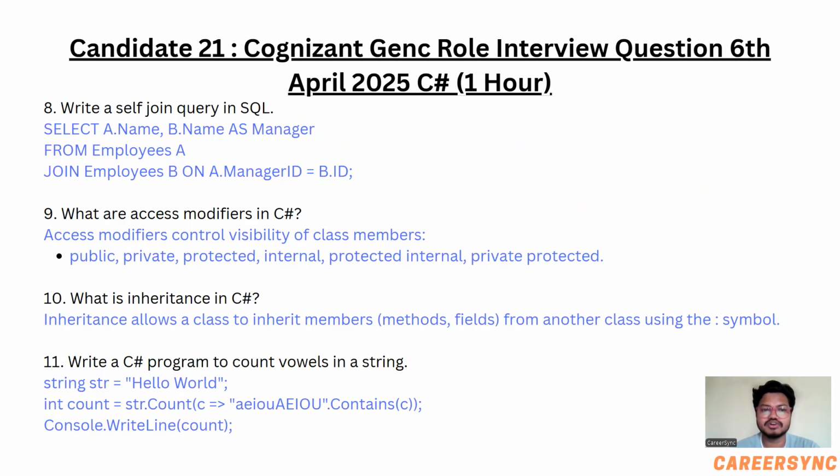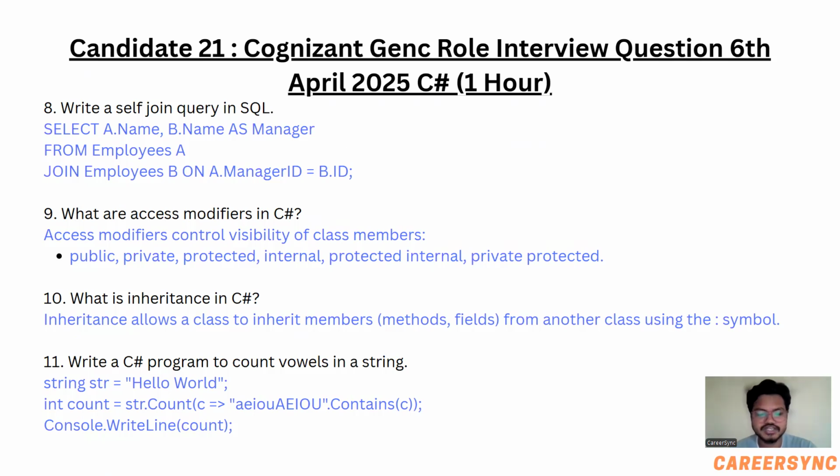What are access modifiers in C sharp? So he was asked questions on C sharp. Access modifiers control visibility of class members: public, private, protected, internal, protected internal, and private protected. So, what is inheritance in C sharp? Inheritance allows a class to inherit its members from another class using this symbol. Now, write a C sharp program to count vowels in a string.